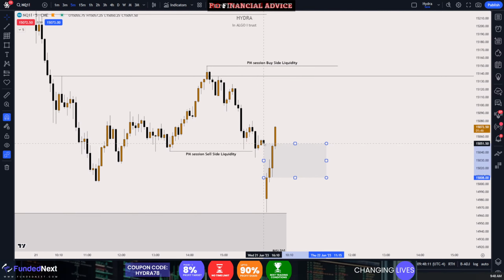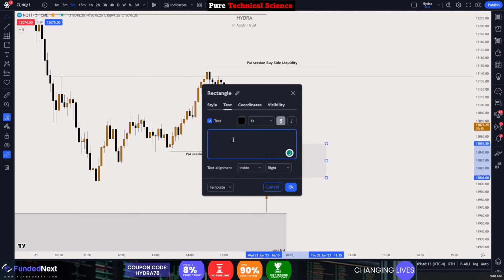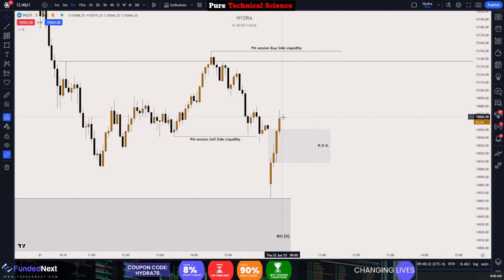Okay, so this is our opening range gap, the regular trading hours opening. What am I doing? Okay, so any retracement back to this regular trading hour gap should provide support for price towards buy side liquidity. That's what I'm expecting to see.